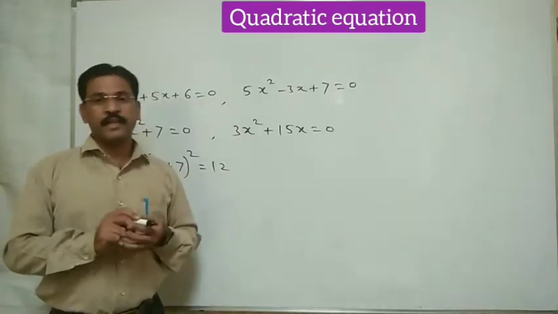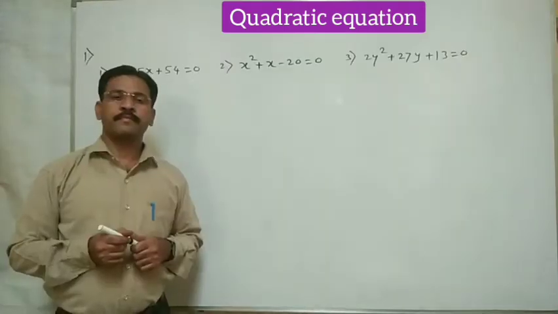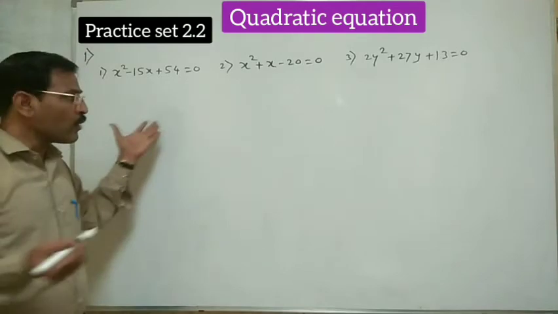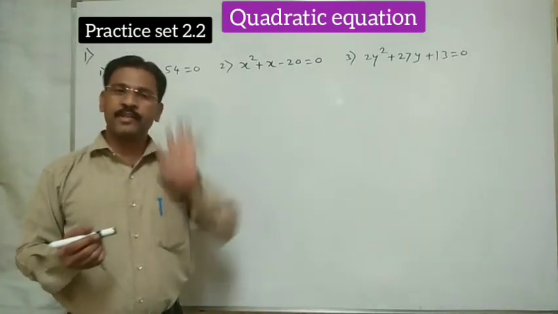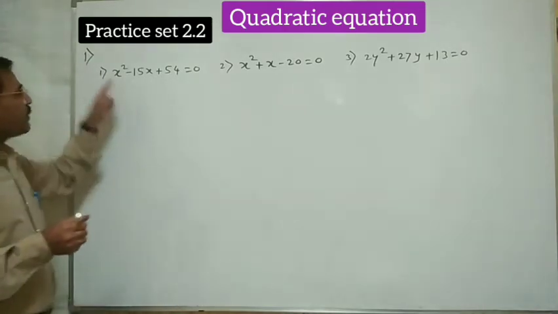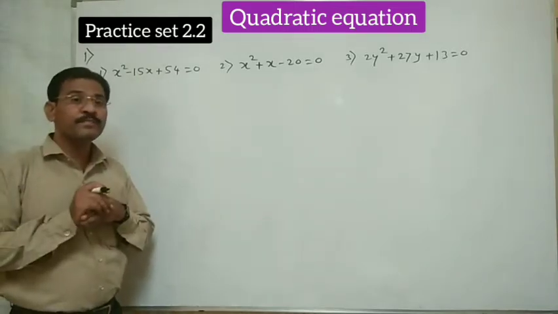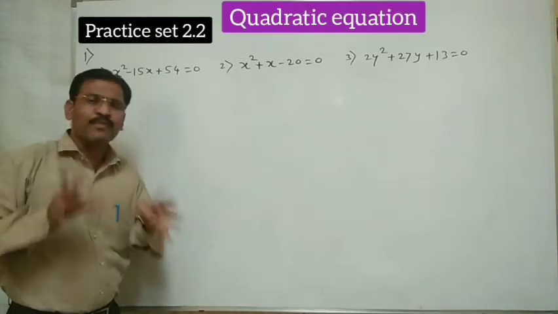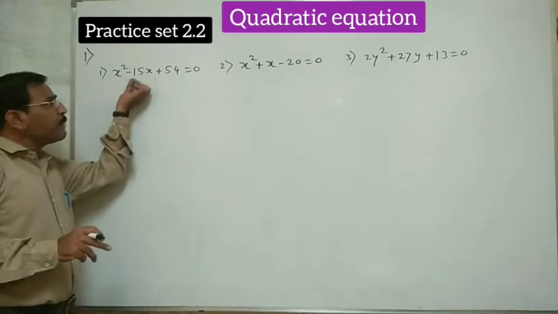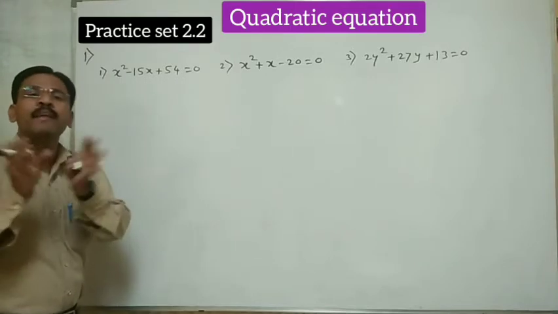Okay friends, let's start practice set 2.2 now. This is question number 1 in which we are going to solve the following quadratic equations by using the factorization method. Here these are the first 3 sums. In the first sum, x square minus 15x plus 54 equal to 0. At the time of this factorization method, we are going to split the middle term. That we already know from 9th standard, how to split the middle term.